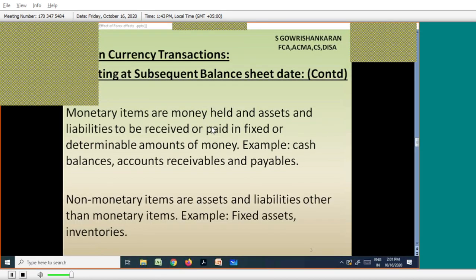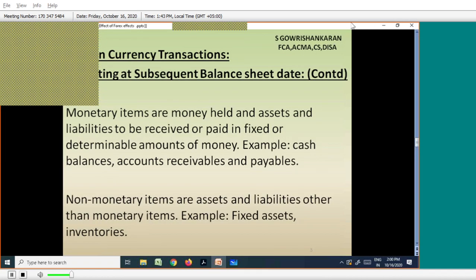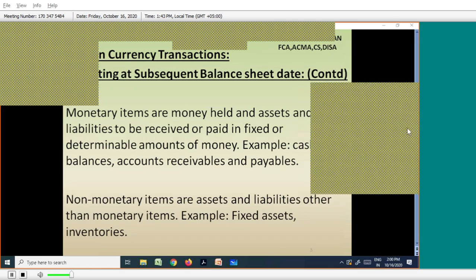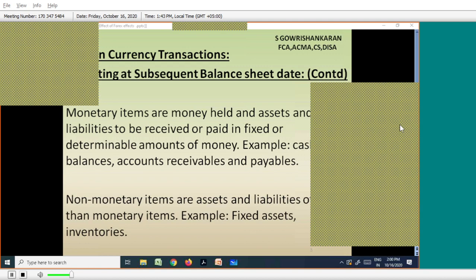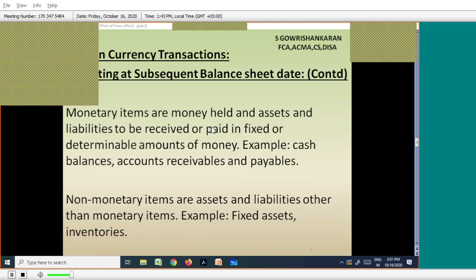Non-monetary items means non-monetary assets and liabilities other than monetary items. Example, fixed assets. So, monetary items are money held and assets and liabilities to be received or paid in fixed or determinable amount of money. Example, cash balance, accounts receivable and payables. And non-monetary item means non-monetary assets and liabilities other than monetary items. Example, fixed assets, inventories. Okay?